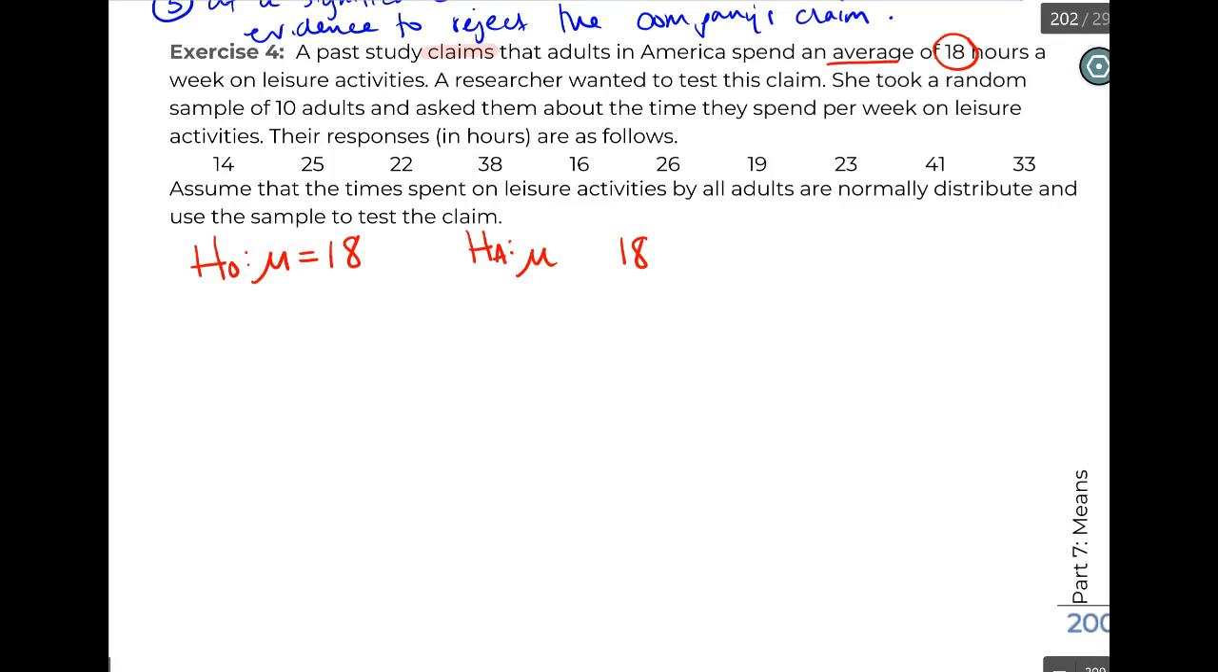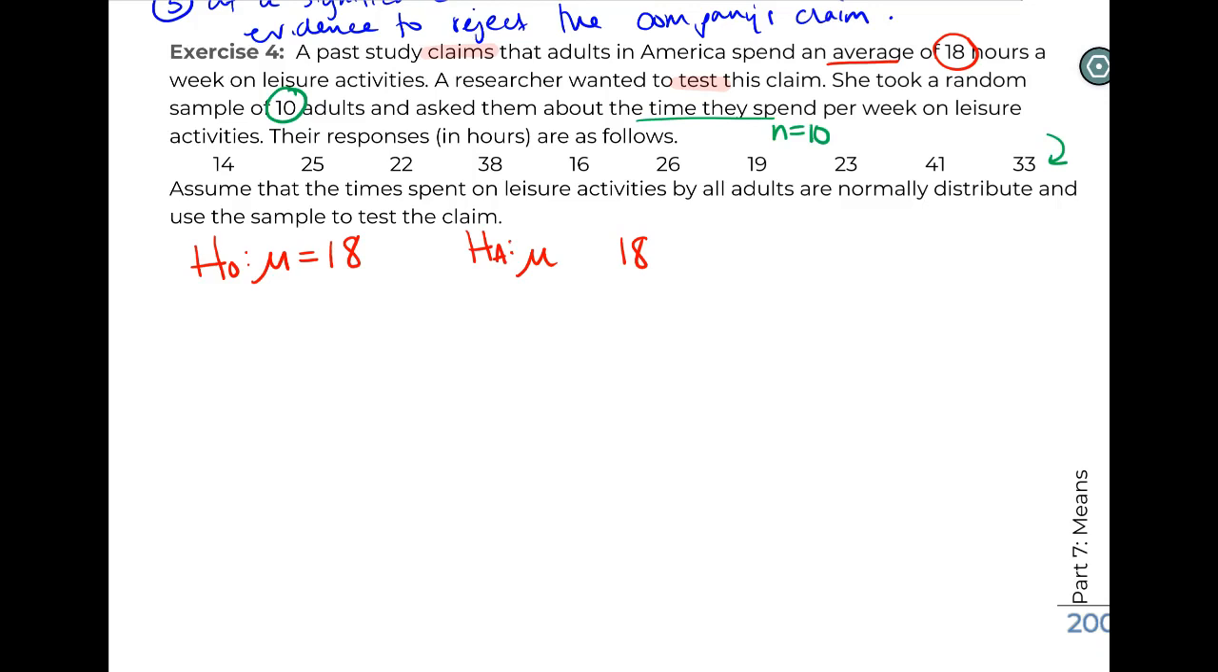A researcher wants to test this claim. So again, another keyword telling us we're doing a hypothesis test. She took a random sample of 10 adults. So our n is equal to 10. And here they are. We got our evidence. And again, this is amount of time spent per week on leisure activities, which is a quantitative variable.